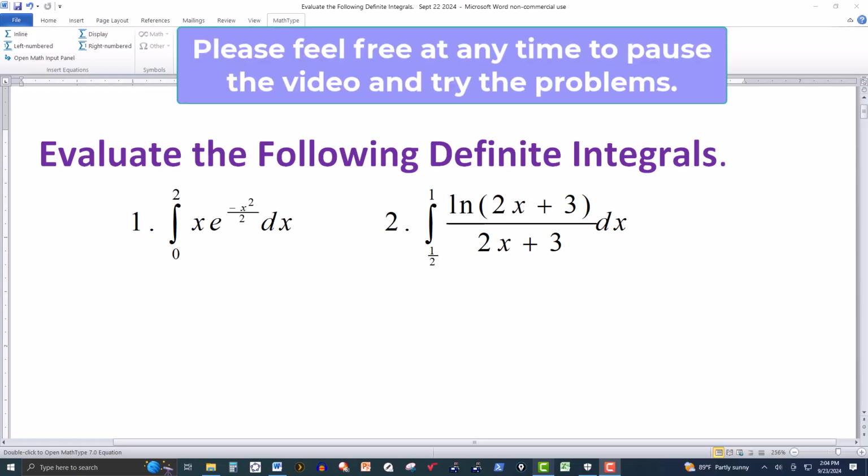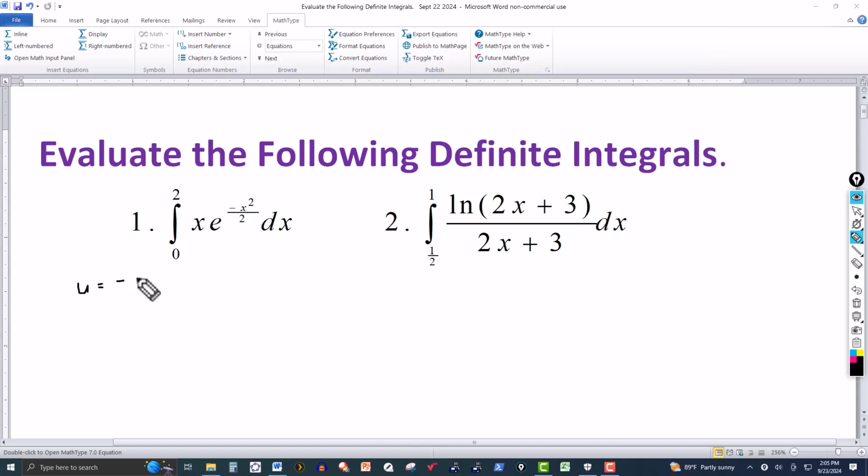In this video we have two definite integrals to evaluate, and they're both going to involve a U-substitution. For the first one, I'm going to let u equal to minus x squared over 2. That's the exponent on this exponential. And I know it's going to work because the derivative of minus x squared over 2 is minus 2x over 2, which will give me a minus x. And I've got an x over here.